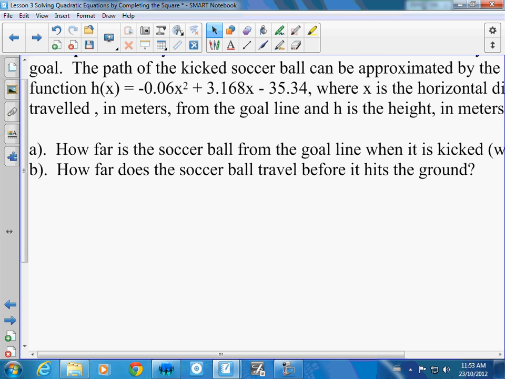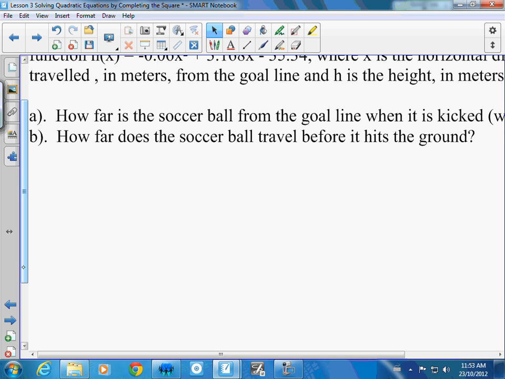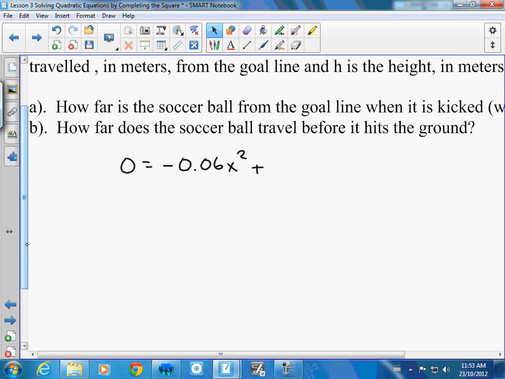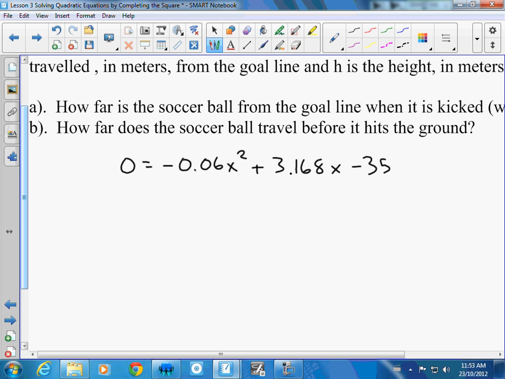This is the first part. Let's make it equal to 0. So 0 equals negative 0.06 x squared plus... I just changed it to x's, didn't I? It's already x's. If you don't like the way it is, you can always change the numbers. Some people like specifically working with x's. Minus 35.34.